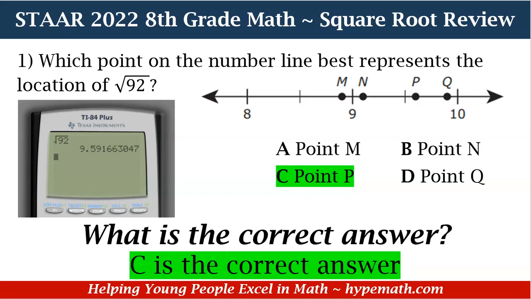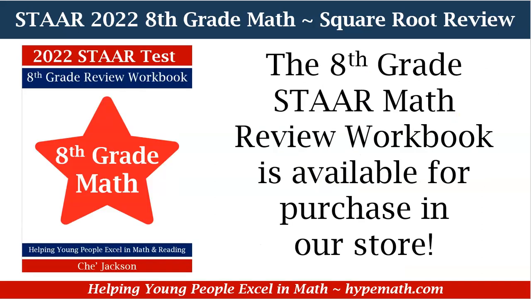Our correct answer is C, point P, because it is the point that's closest to 9.59. And that is it for part 1 of our square root review, 8th graders.